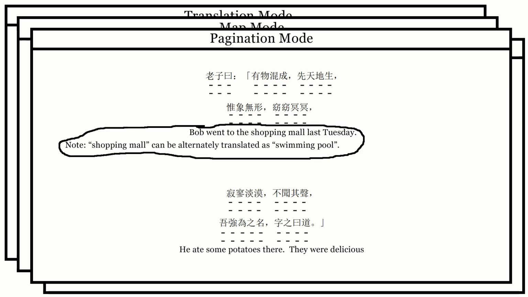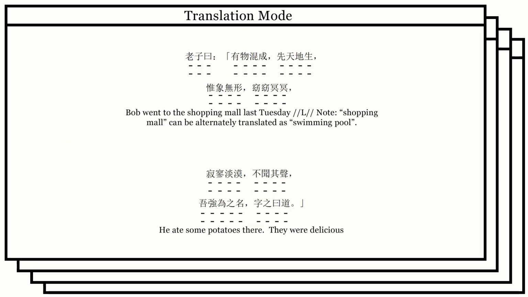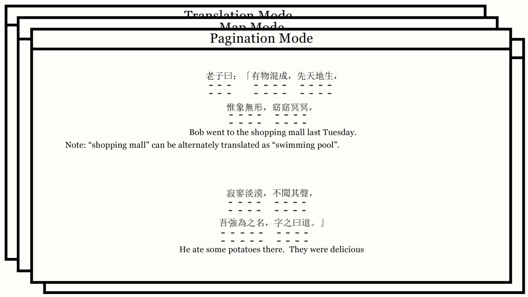So if I want this chunk's translation to be these 2 sentences followed by this note, I will, in translation mode, edit the chunk's translation, type those 2 sentences, and then //l//, and then that note, and that's how it shows up in translation mode with the symbol there and no alignment thing. And then in pagination mode, it will show up as this center aligned and this left aligned.